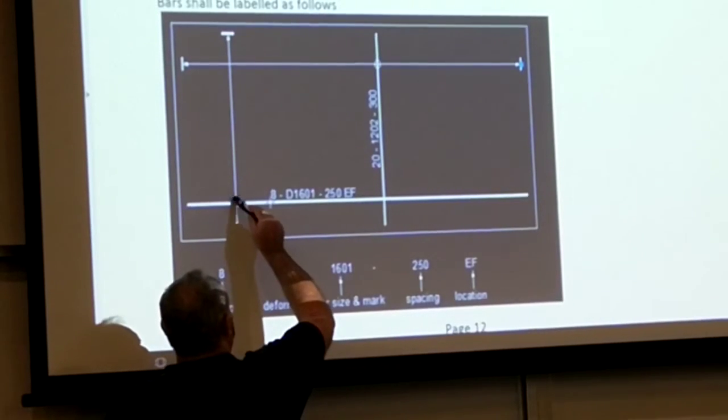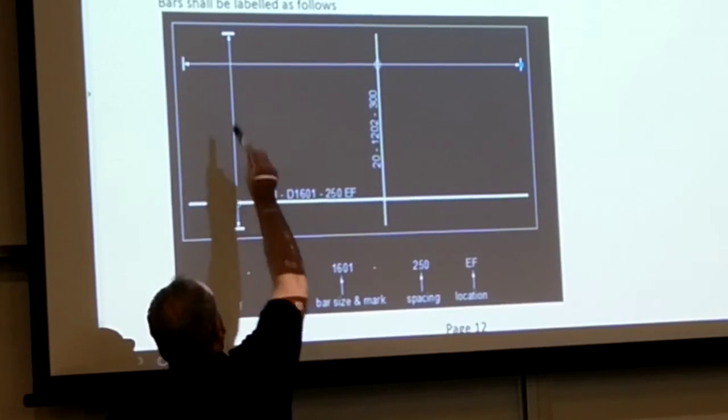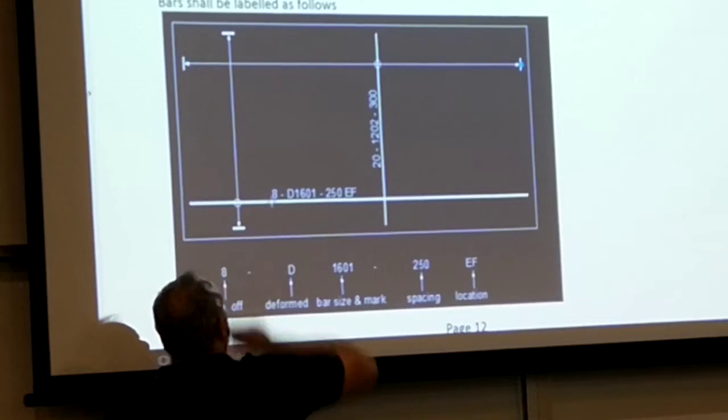This circle is very important because that ties up that dimension line with the circle.